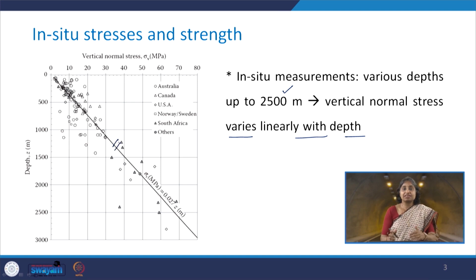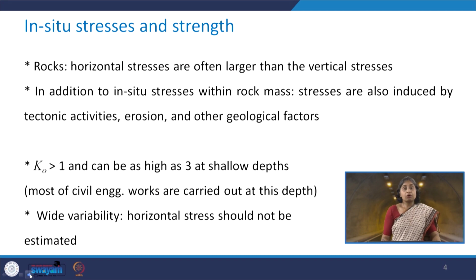So, basically this overburden pressure is equal to gamma times z, if we take 27 kilonewton per meter cube as the unit weight of the rock. As far as rocks are concerned, sometimes horizontal stresses can be larger than the vertical stress, which is very rare in the case of soils.